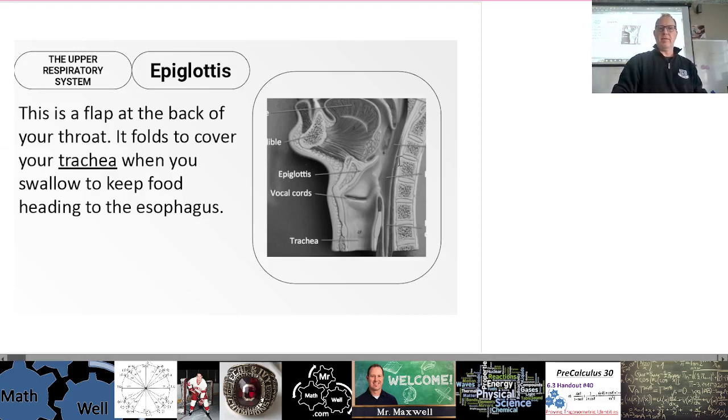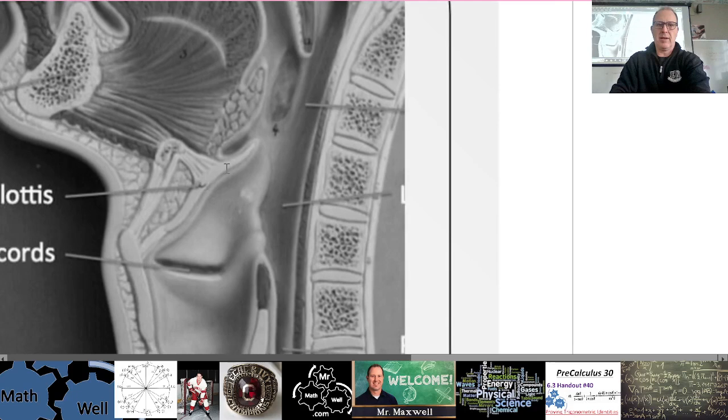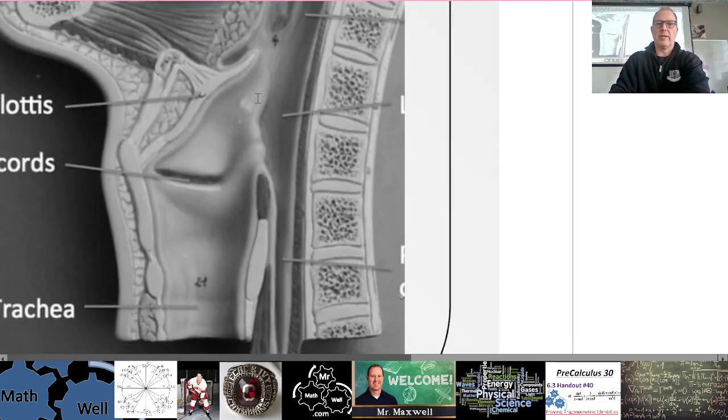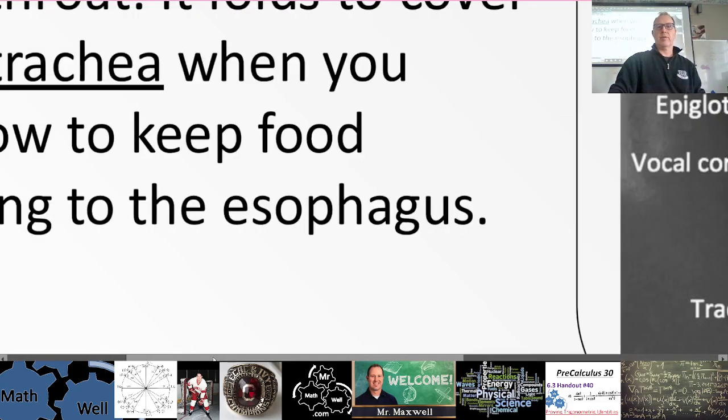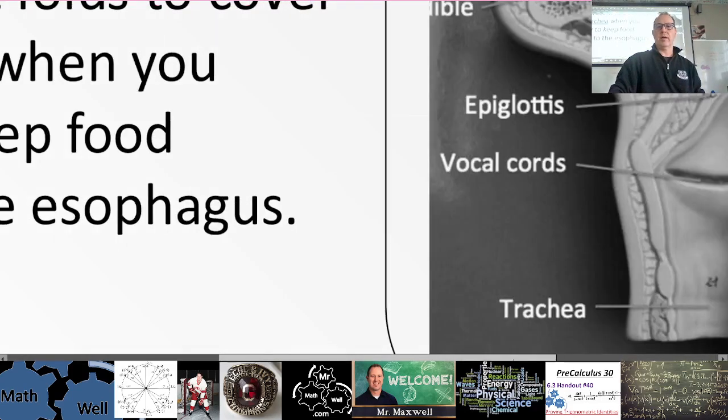Okay, this is my favorite word, epiglottis. It's not my favorite word, but it's a fun word. The epiglottis, this is actually really important. This is a flap at the back of your throat. It folds to cover your trachea when you swallow to keep food heading to the esophagus. So the epiglottis is a little skin flap that flaps over when you swallow instead of inhaling things. Let's see, I'm trying to zoom in here. Hang on for a second.